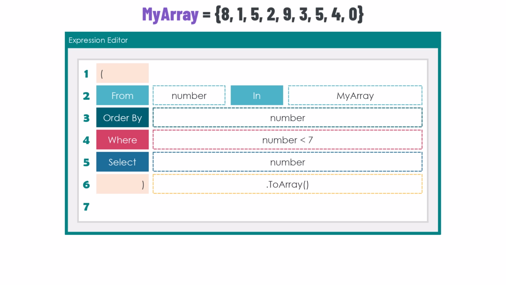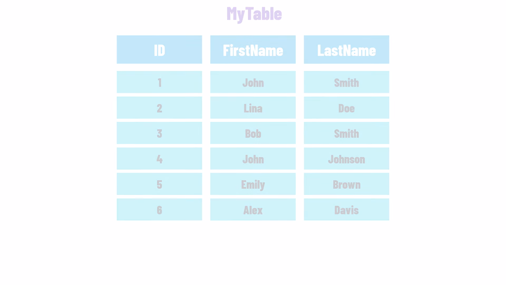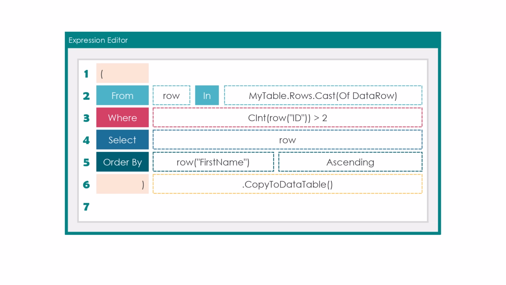Let's check another example for data tables. I have the following data table, which contains 3 columns and 6 rows. I want to get only the rows, where the ID is greater than 2. And I want to get the result as data table. The table should be sorted by column first name as ascending order. To do that, I can use the following query. As you see, I used order by clause with the following property. Here I use the column first name to order by. The direction is ascending. This is how to use the clause with data tables.